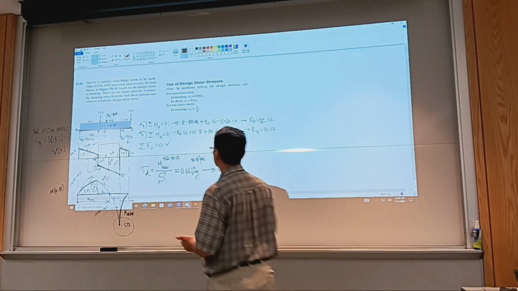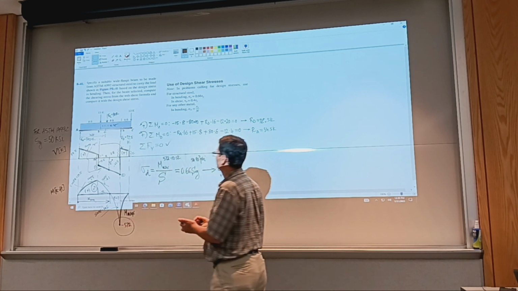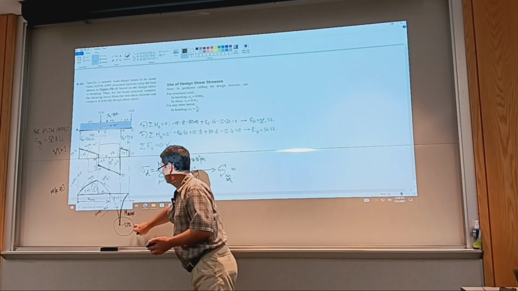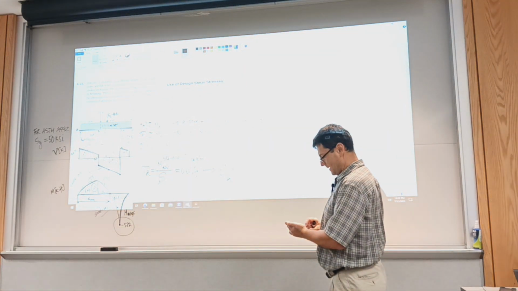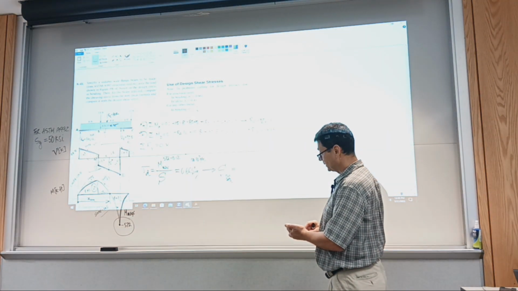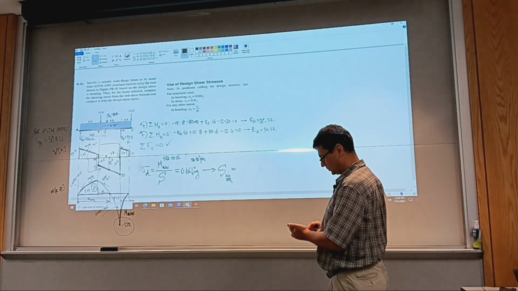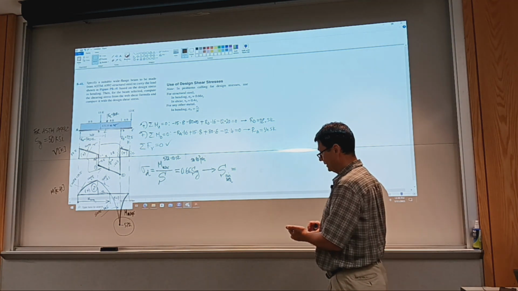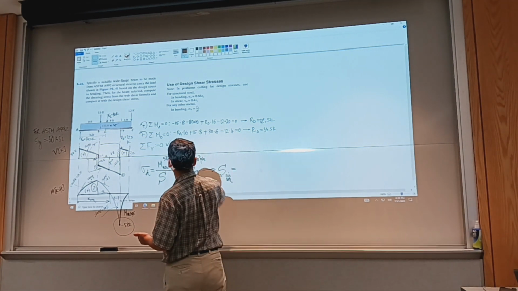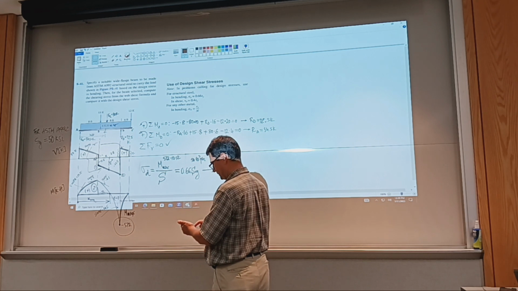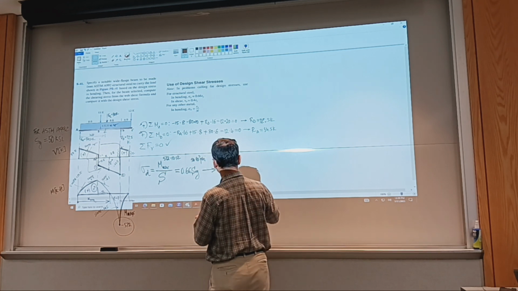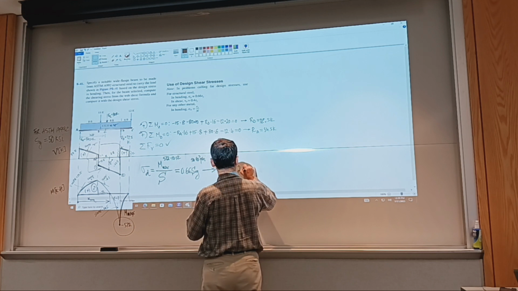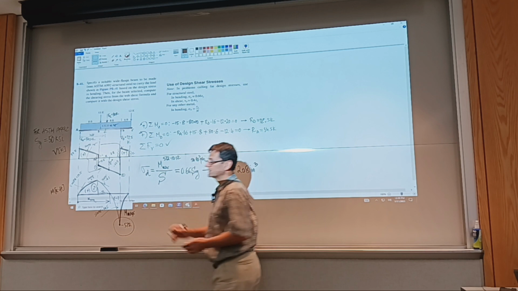So what is S min required? It's going to be 572, the maximum bending stress, all those negatives. So 572 times 10 to the 3 times 12, over 0.66 times 50 times 10 to the 3, equals 208 inches to the power of 3. Again, this is section modulus.